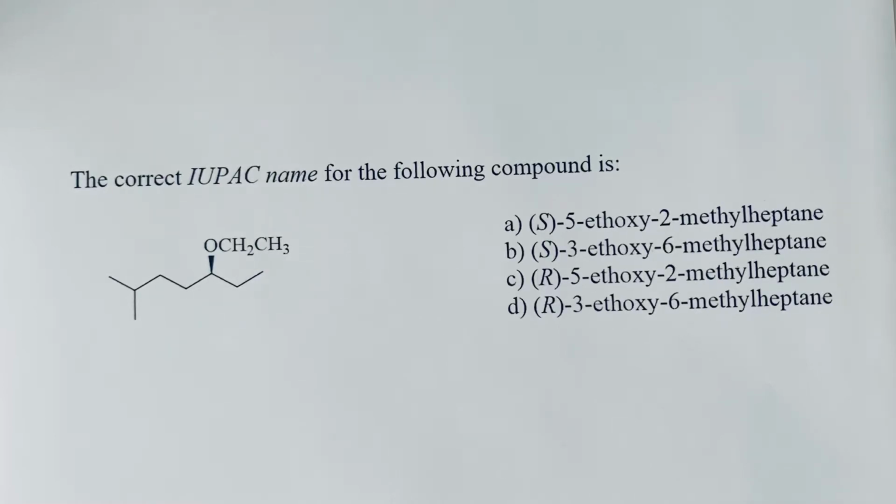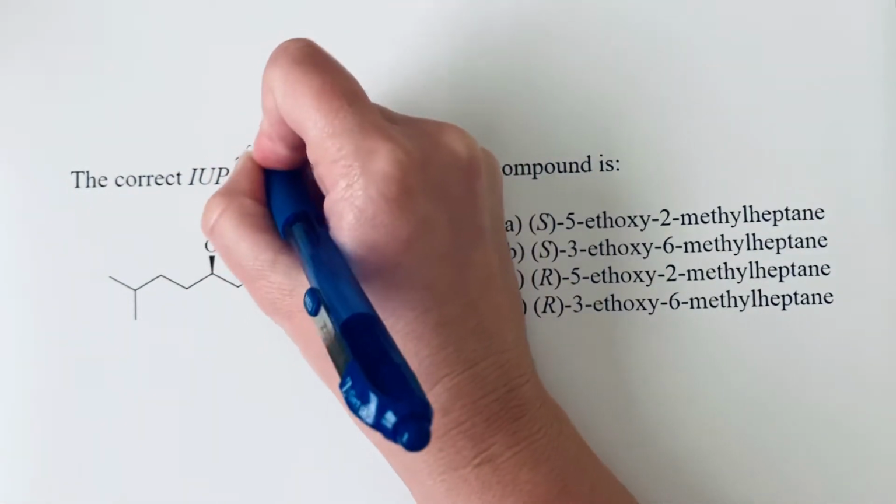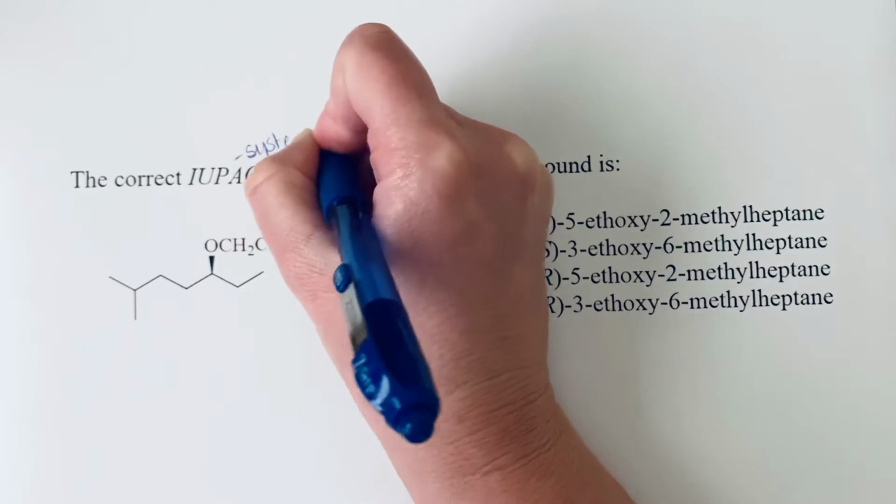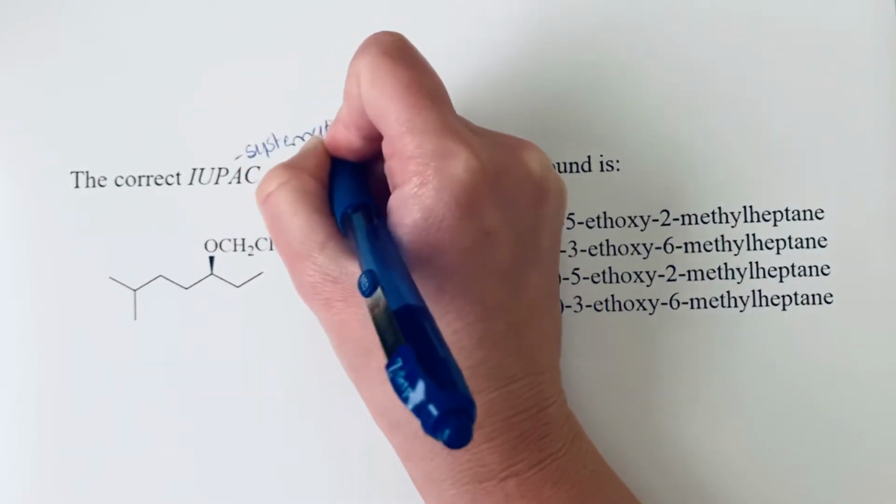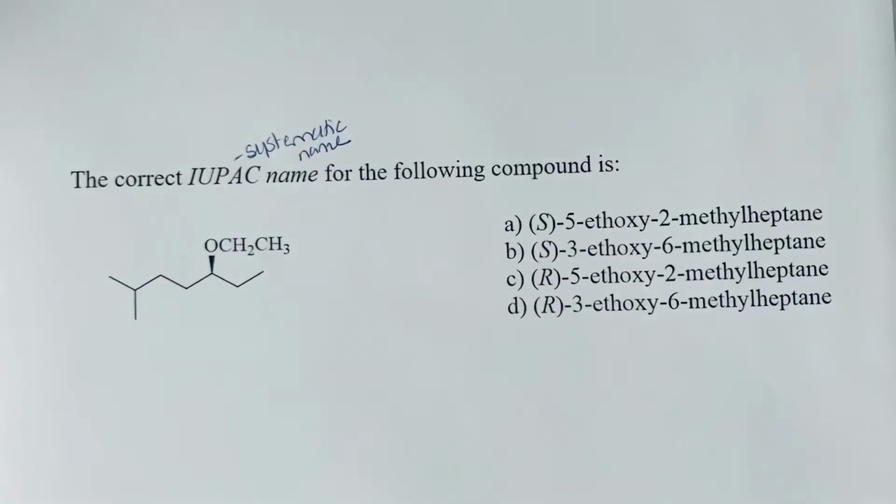The correct IUPAC name for the following compound is... So IUPAC name, remember, is always the systematic name. And so your first rule in doing that is to find your parent chain. And we do have a chiral center in here.